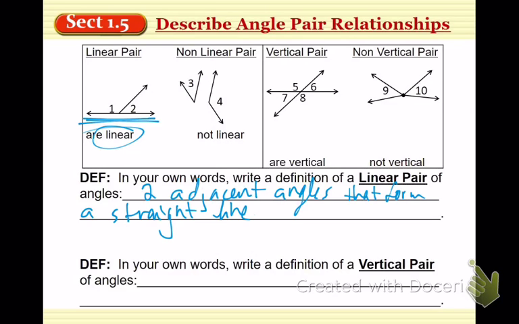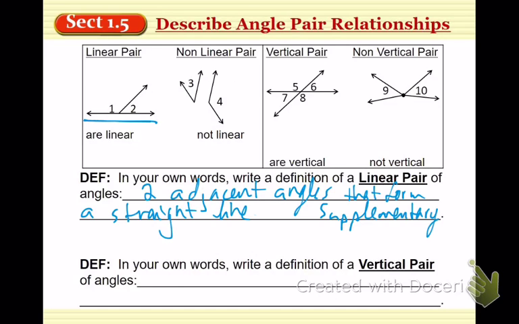I'm going to write down line, because the word line is in linear. Now, if they form a straight line or a straight angle, I said it's the same thing, then they must add to 180. And if they add to 180, then that means they're going to be supplementary. So we can actually add this in. When you're dealing with a linear pair, you need to remember that the linear pair is supplementary.